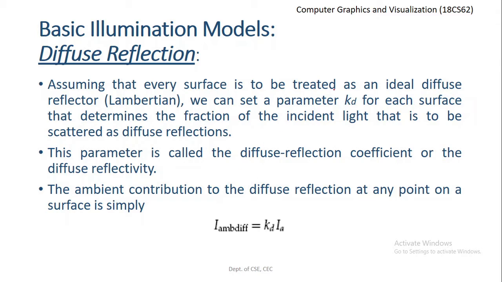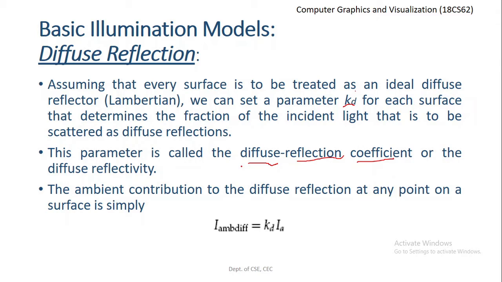So based upon the parameter kd for a given surface, we determine the amount of the incident light that is going to be scattered as diffuse reflections. What is the amount of light that is going to be scattered for a given amount of incident light? That is decided by the value of this diffuse reflection coefficient for a given surface. This parameter kd has two names: it is either called the diffuse reflection coefficient or the diffuse reflectivity.